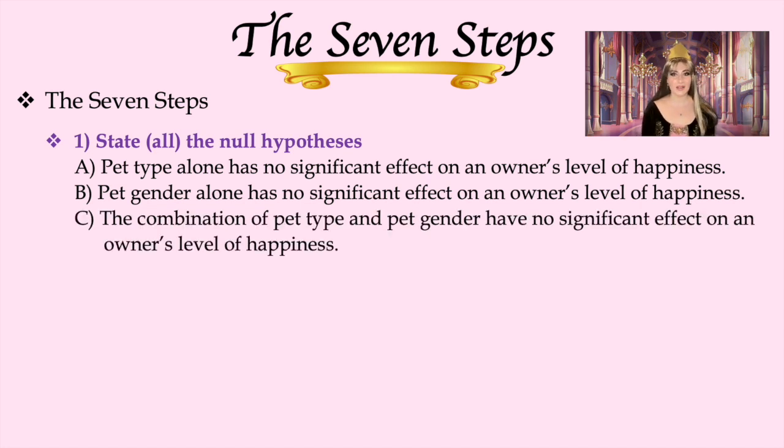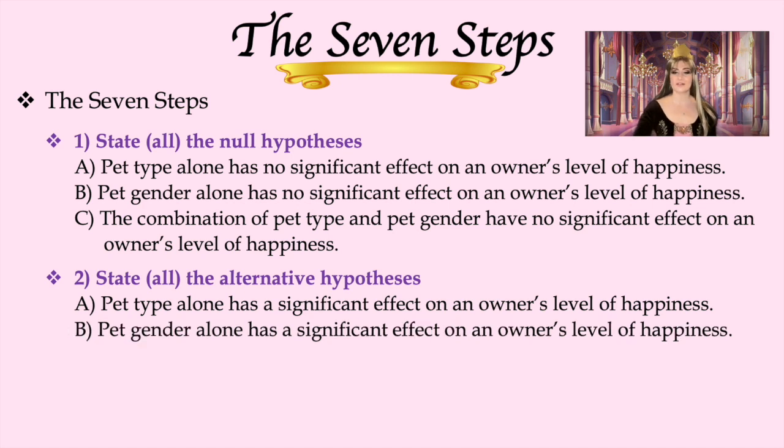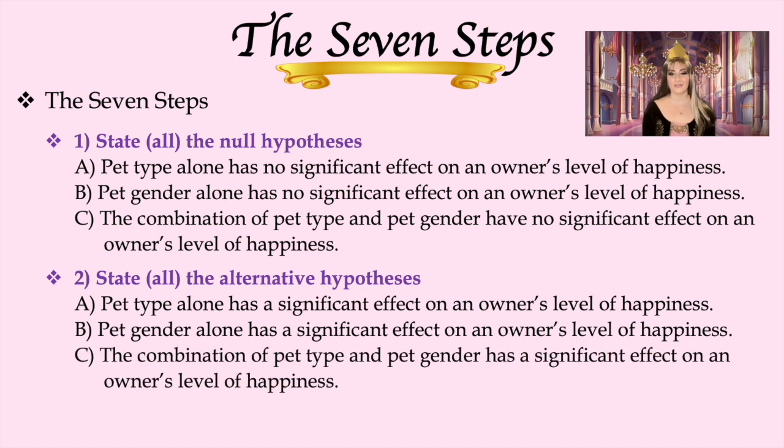Remember, the alternative hypotheses are exactly the opposite. So we have to state 3 alternative hypotheses because we've had 3 null hypotheses. Pet type alone has a significant effect on an owner's level of happiness. Pet gender alone has a significant effect on an owner's level of happiness. And lastly, the combination of pet type and pet gender has a significant effect on an owner's level of happiness.